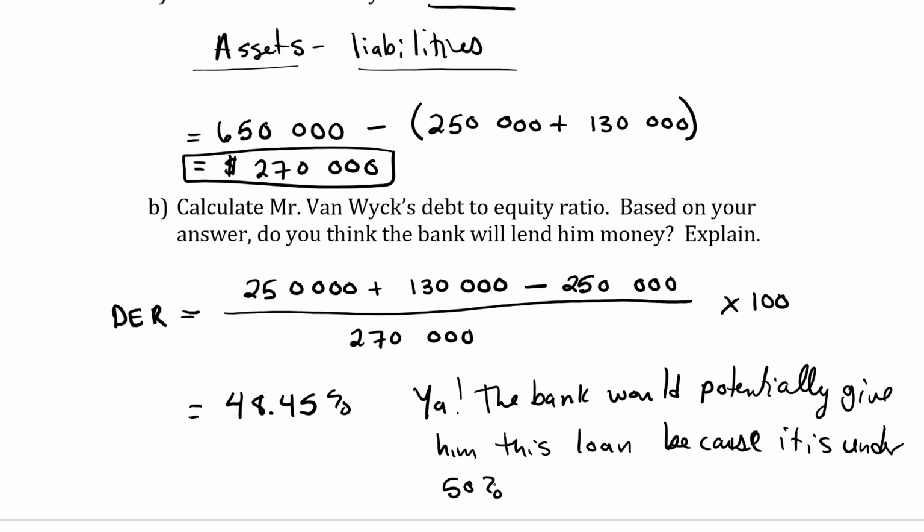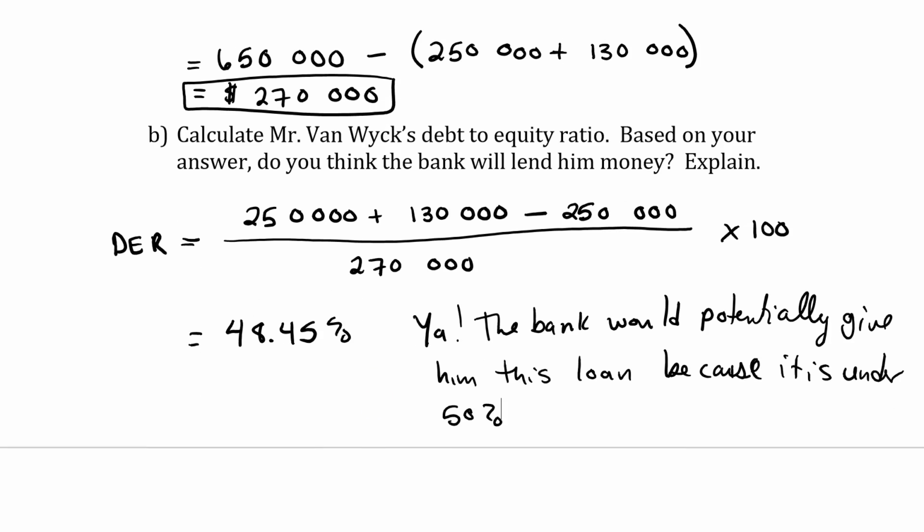However, let's put our realistic thinking caps on. Right here, 48.45%. That is so close to the 50% that if you were doing your own banking and thinking about it, you might be like, oh, maybe I should hold off. Maybe I should save a little bit of money and then use that to pay for it. So yes, officially it is under 50%, so his debt equity ratio is considered acceptable. However, it's very close. And so if we were in real life here, we would seriously consider whether or not we would want to take out an additional loan.